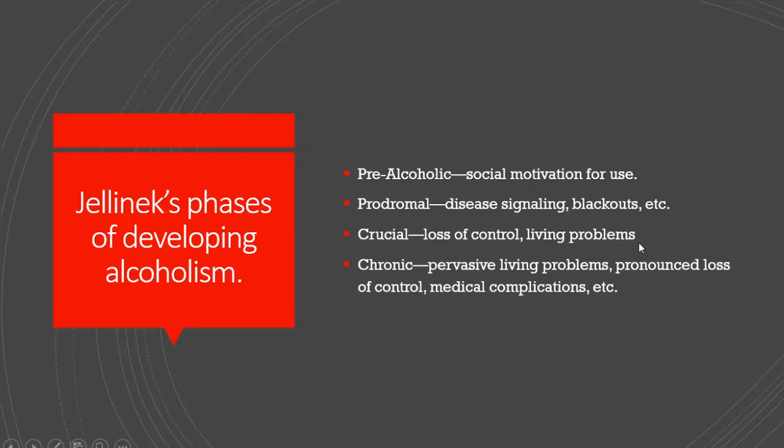Crucial, you have loss of control and living problems. Chronic is where the pervasive living problems, pronounced loss of control, medical complications, getting sick, going to jail, having financial problems, all come into play. And it's in the chronic phase that the ego defense mechanisms and the alibi system are exhausted.